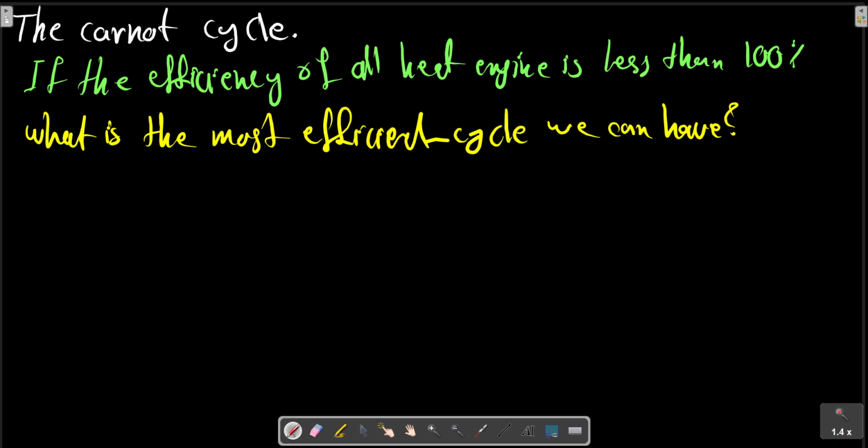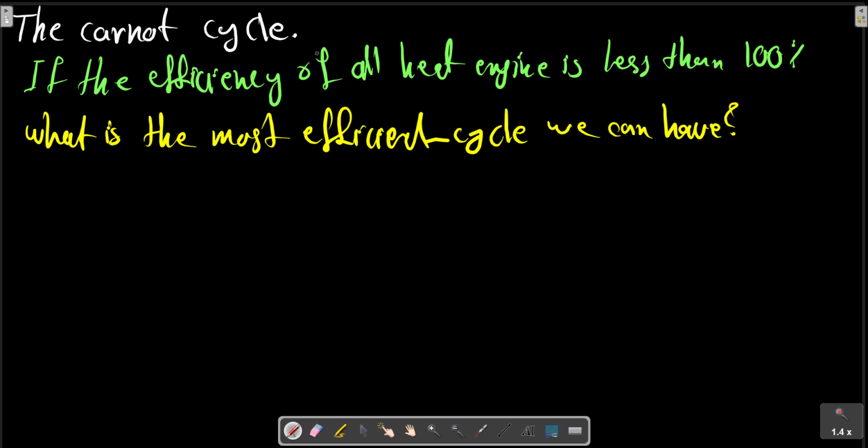Let us answer this question for a heat engine that receives heat from a high temperature reservoir and rejects heat to the low temperature reservoir. Since we are dealing with reservoirs, we recognize that both the high temperature and low temperature of the reservoirs are constant and remain constant regardless of the amount of heat transferred.